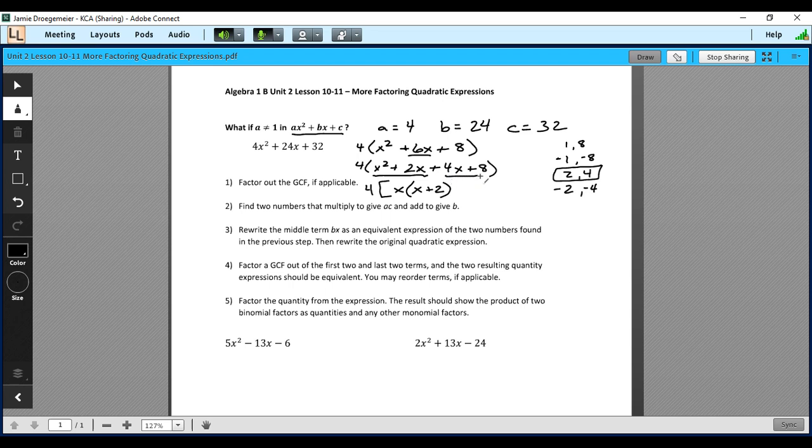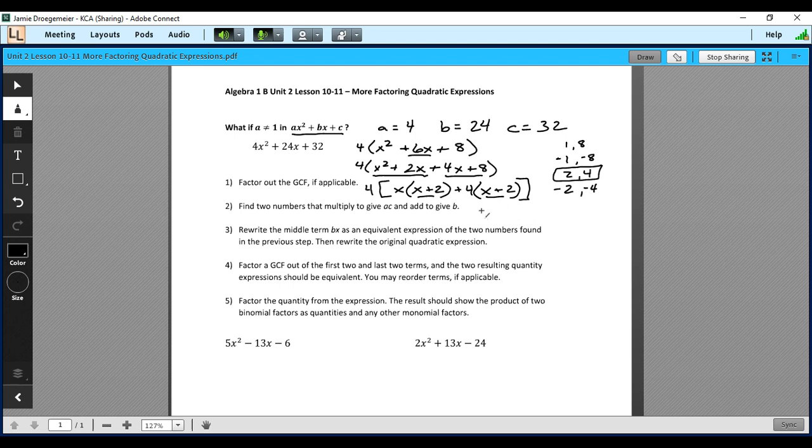Then we're going to do the same thing with the last two terms. So 4x and positive 8, well, they have a greatest common factor of 4, or a positive 4. And so 4 times x is 4x, 4 times positive 2 is 8. And so that was my step 4, to factor out a GCF from each of those pairs. And then our last step here, once we have factored that, the quantity that it's talking about here should be the same. So we have an x plus 2 in those parentheses.